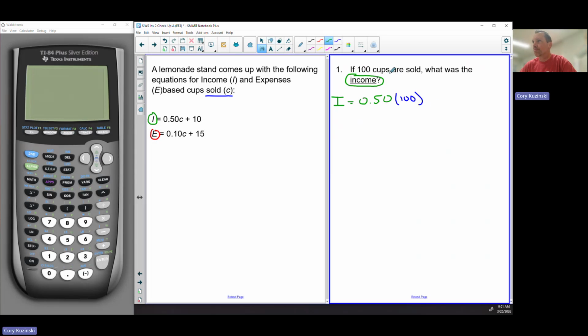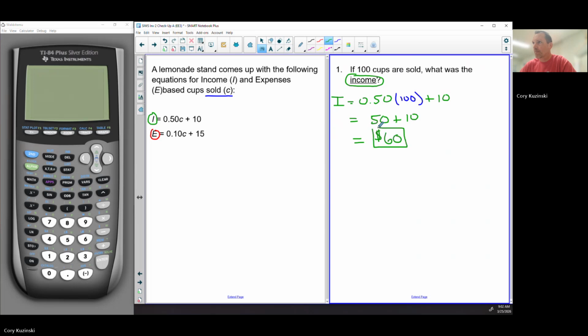Plus $10. What could that $10 be from? Like some kind of donation from mom and dad or something? And we're charging 50 cents per cup probably. So that means our income is going to be $50. Half of 100 is $50, plus the $10 that we were gifted or that we started with. So our income is $60.